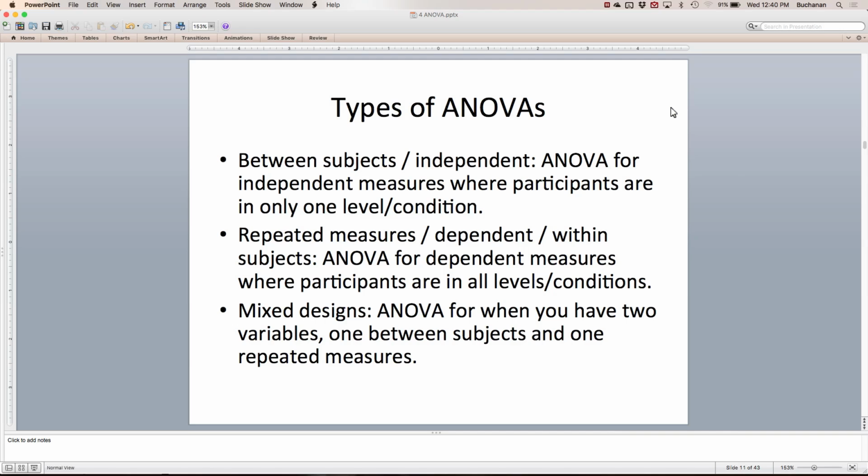So repeated measures, or dependent ANOVAs, or within subjects ANOVAs, are ones where everybody's in all of the conditions. So class is a giant repeated measures design. You take every test, hopefully, right, and every assignment. So you're in every one of those things.